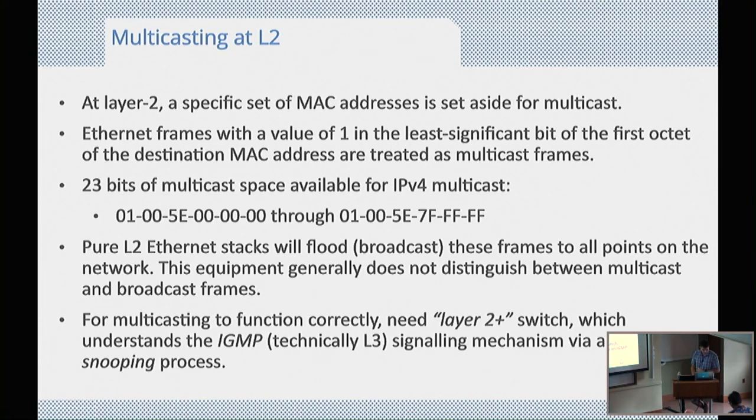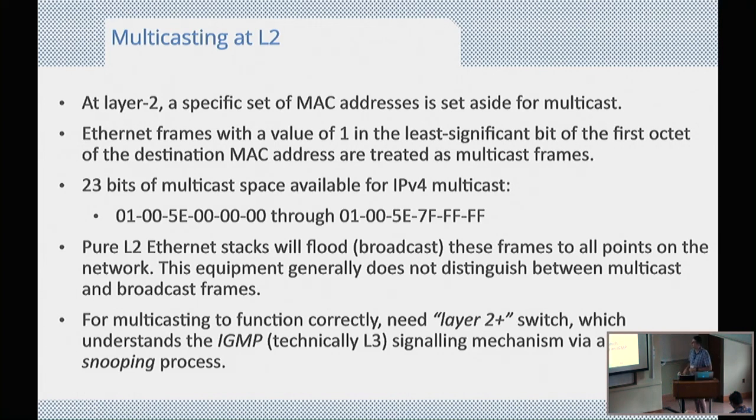Okay, a little bit about multicasting. I've only got a few minutes left here. At layer 2, a specific set of MAC addresses are set aside for multicast. And there's a bit in the MAC address, remember we said earlier, that indicates whether the packet should be unicast or multicast. And there's a specific set of these addresses that have been set aside for multicast.